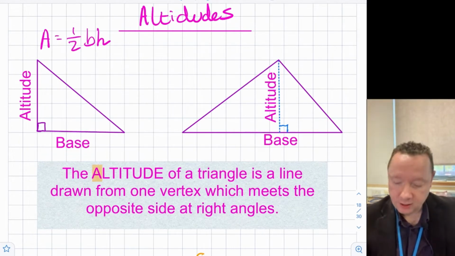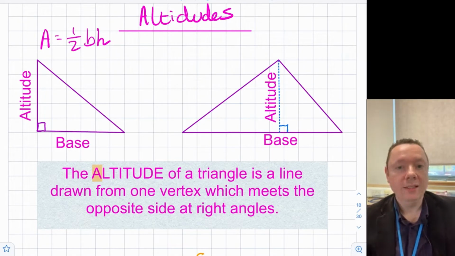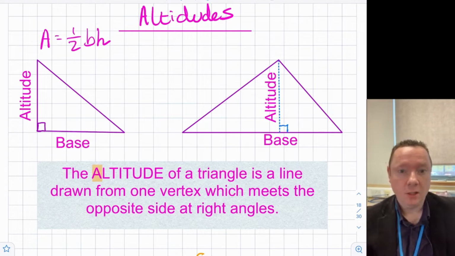So the word vertex is just the corner of the triangle. So if I go to any corner and draw a straight line down hitting the opposite side at right angles, that line is called an altitude. I could draw another line from here to here hitting at right angles, and that would be an altitude, and another line from here to here. One thing to note is an altitude often does not cut the other side in half. It would only cut it in half if it was an isosceles triangle or an equilateral triangle. So bear that in mind.